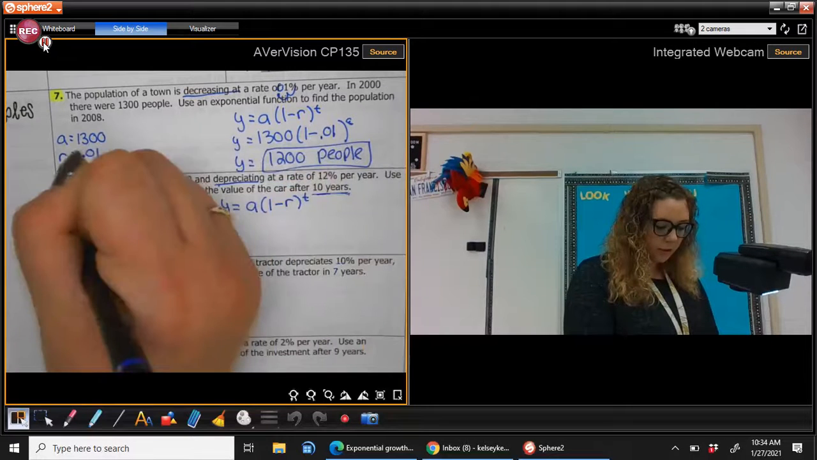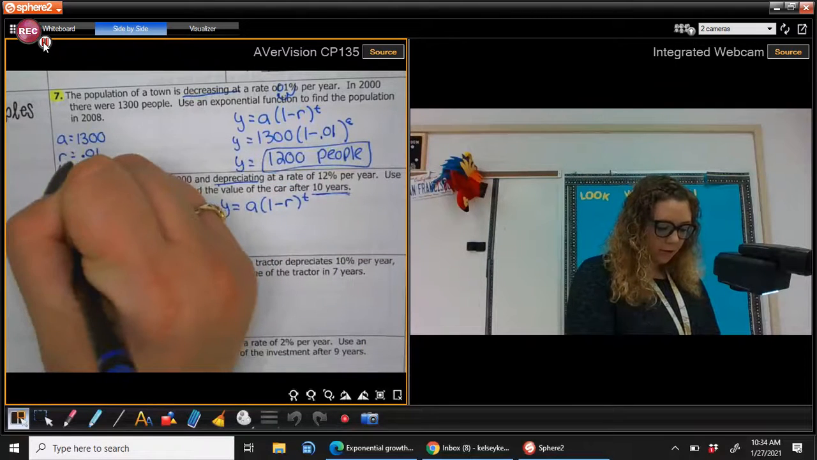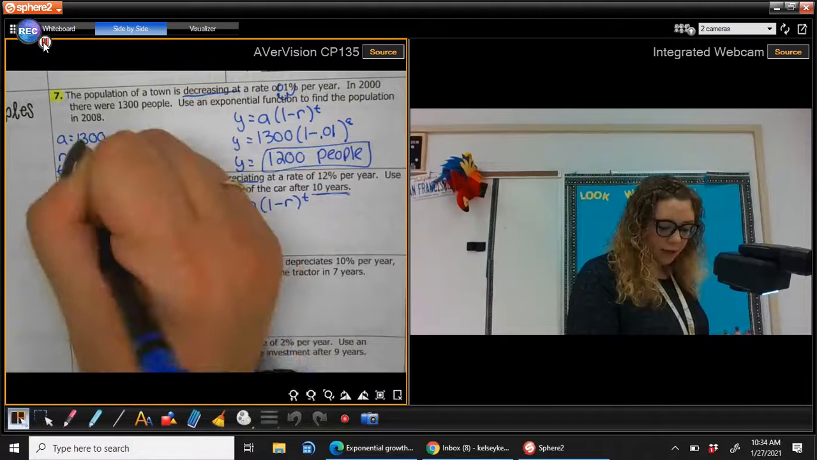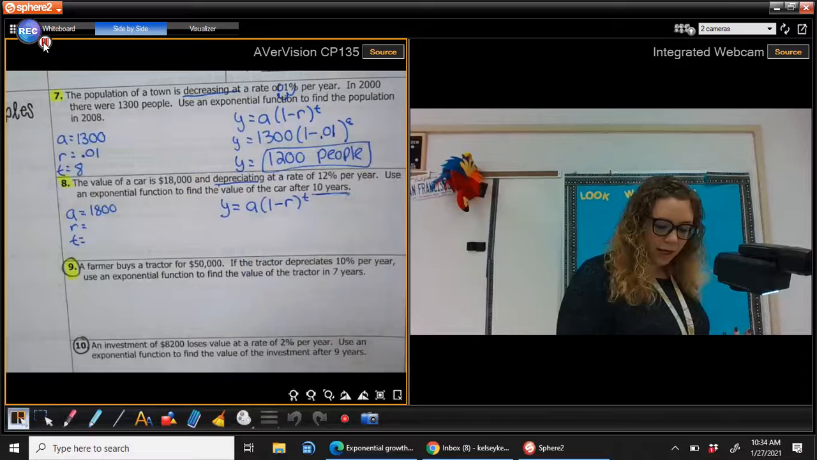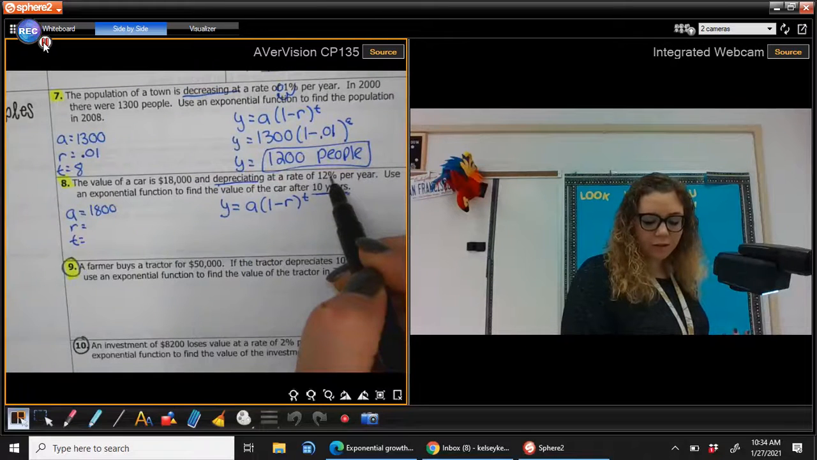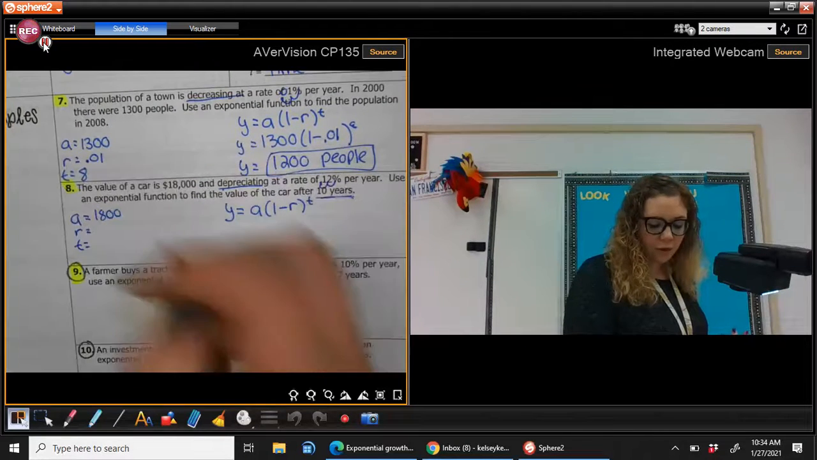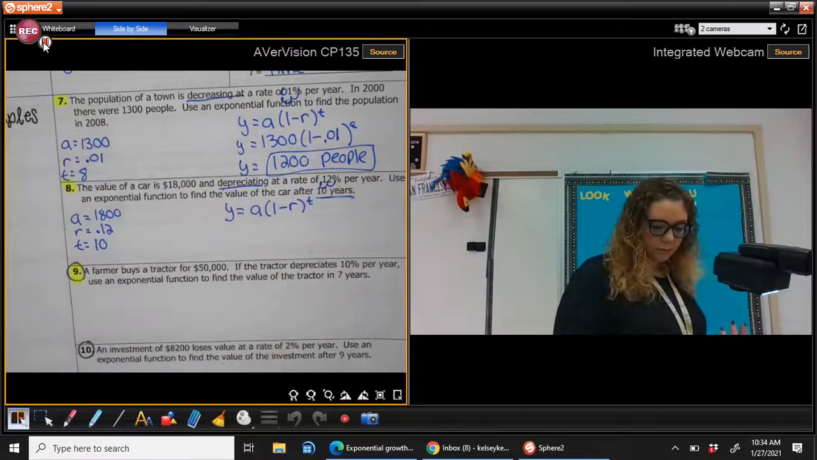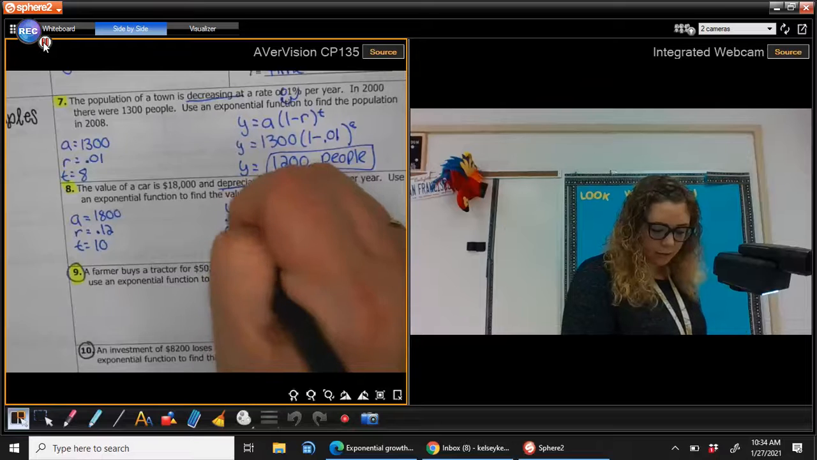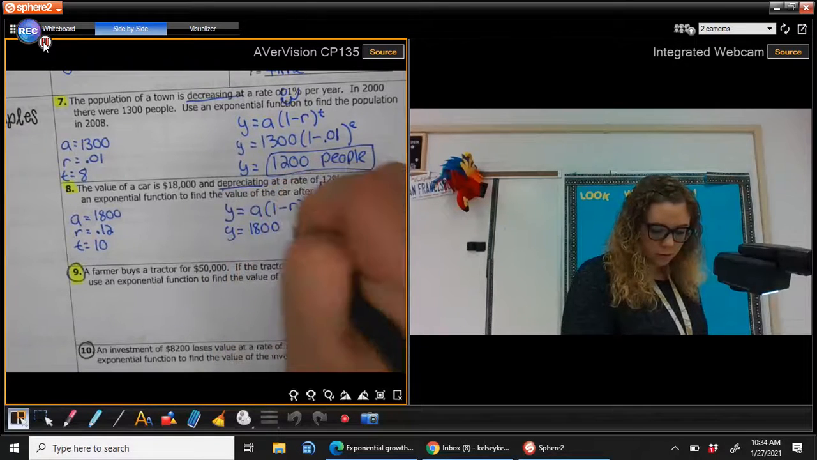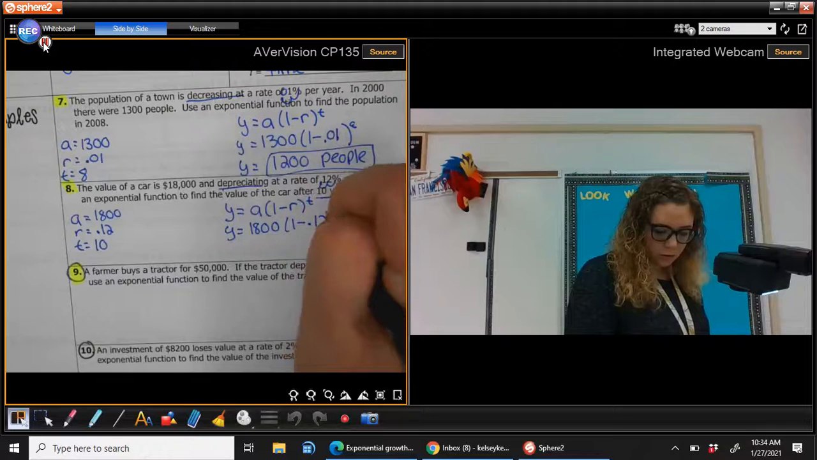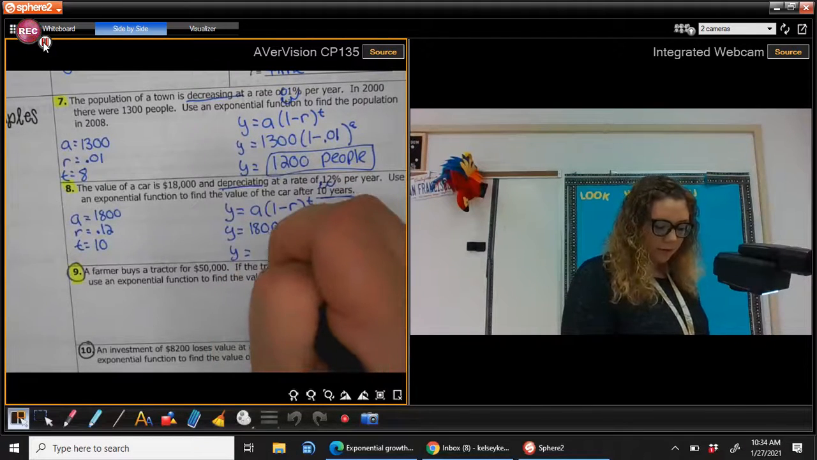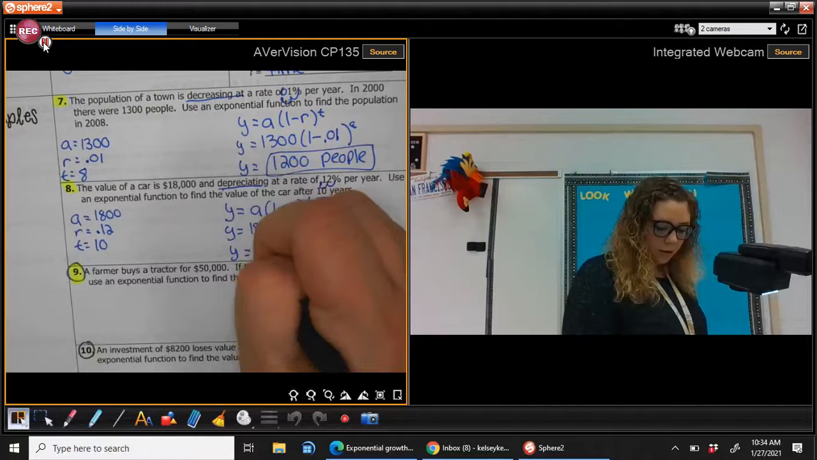I'm going to come over here and write everything: A equals, r equals, t equals. So my initial amount is going to be 18,000. My rate, again, I'm going to move it 2 places to the left, so I have 0.12. And my time is going to be 10. Plug these values in. Put it in the calculator and I should get $5,013.02.